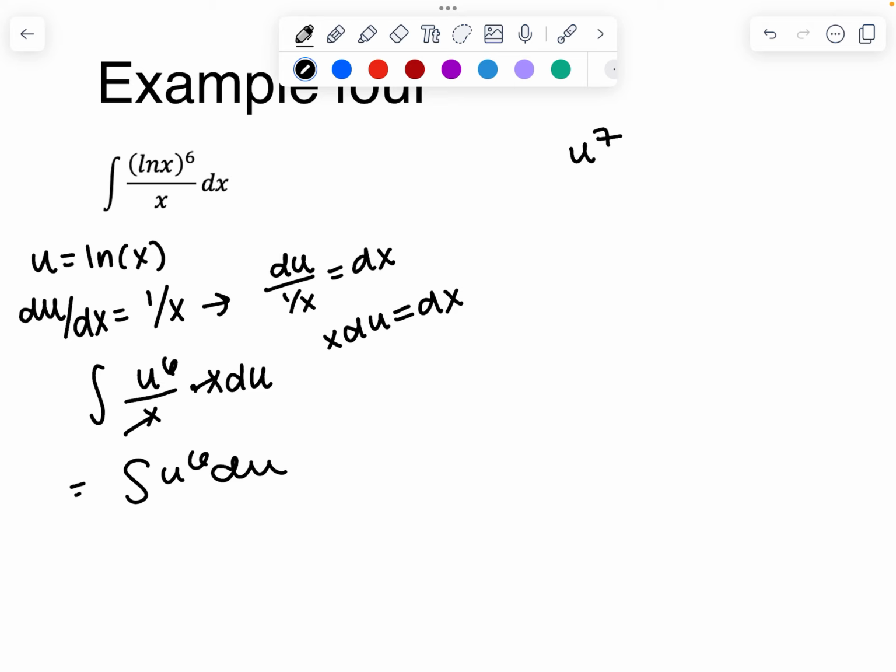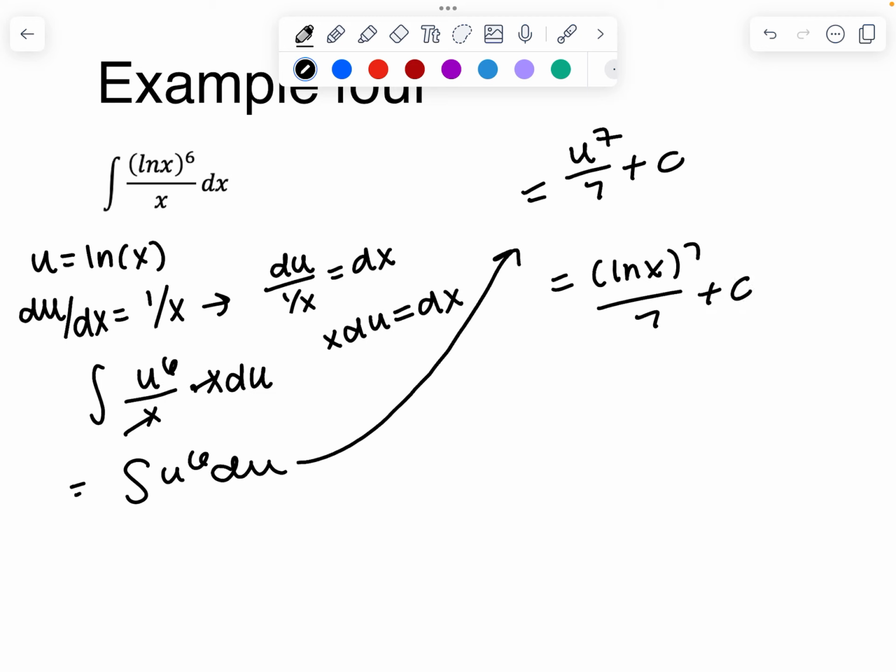I'll get u to the 7th power over 7 plus c. So that's what this equals. And then I'll plug everything back in. So it'll be the natural log of x to the 7th power all over 7 plus c. So that's kind of more of a medium problem where it's not too hard to figure out, but you do definitely have to pick between more than one function for what's your inside function.